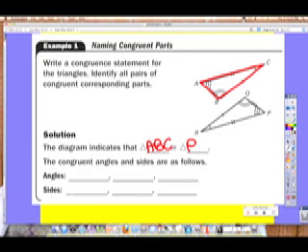Okay. So B's in the middle. B has 2 markings. What other angle has 2 markings? Q. So Q has to come next. Last we would end with R. R has 1 mark. C has 1 mark. And order absolutely matters in this section. You've got to be careful.